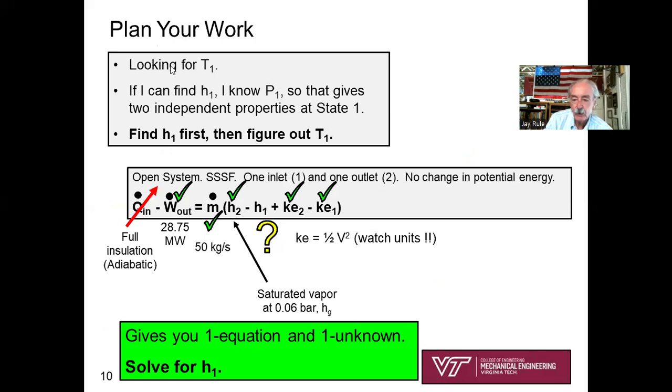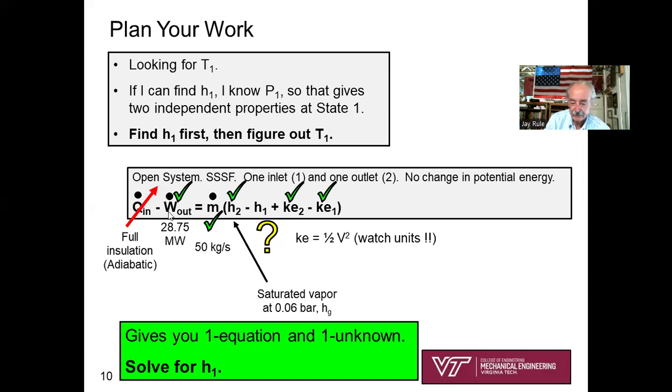What is T1? So let's keep planning. We're looking for T1. Look, if I can find H1, which I hope you can see from this first law statement that I've repeated, and I already know P1, that's going to give me two independent properties of state 1. And we remember from chapter 3, if I've got two independent properties for any substance, I can find all the other properties. So I'm going to find H1 first using the first law. Then I'm going to figure out what T1 is.